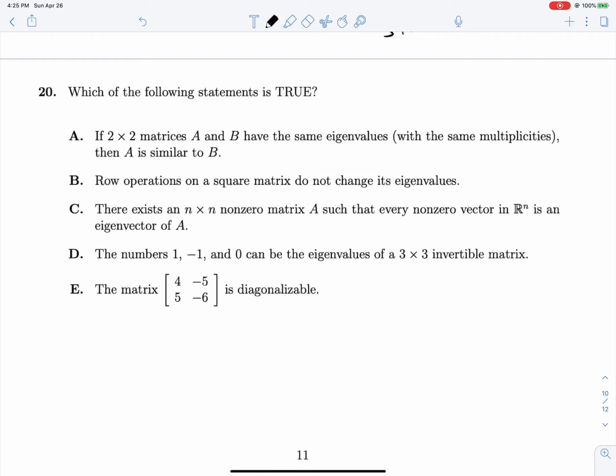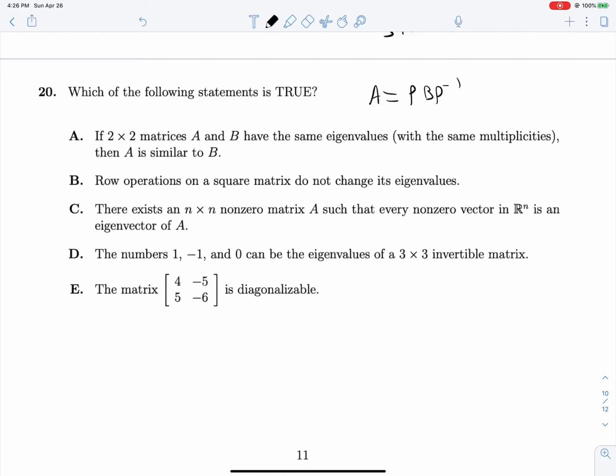Because if we're able to take A and set it equal to PDP inverse, although they're using B here, we know that B's eigenvalues and multiplicities are the same as A because A's eigenvalues and multiplicities are exactly what are encoded down the main diagonal of B. So that seems to work, right?